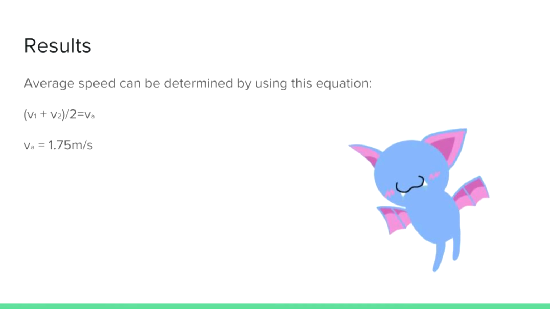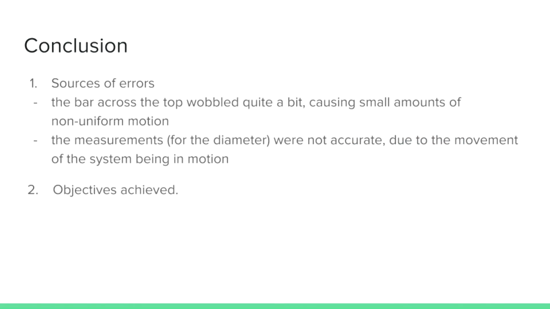The average speed in this experiment can be determined using the following equation. The velocity from the first method plus the velocity from the second method, divided by 2, will give us our velocity average. Therefore, the average velocity for this experiment was 1.75 meters per second. To conclude, the bat had an average speed of 1.75 meters per second.